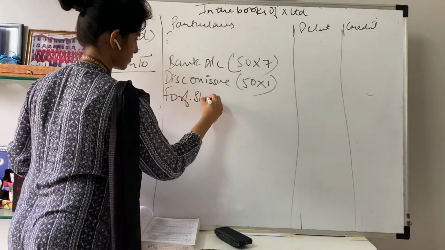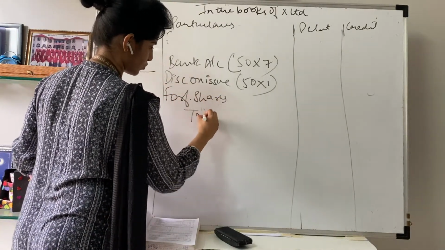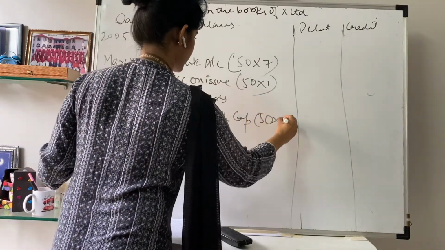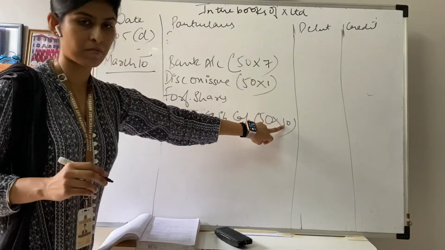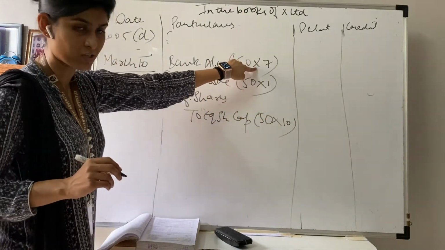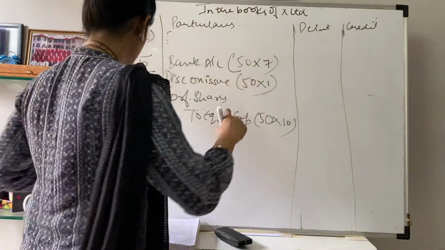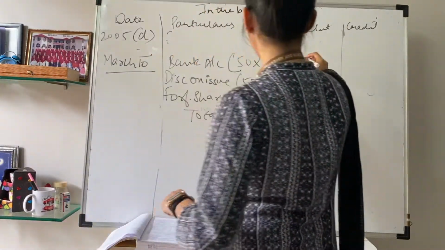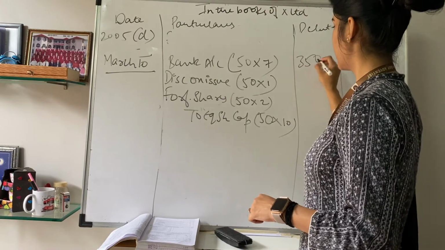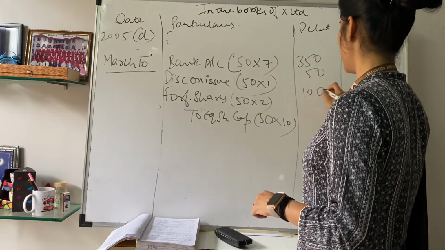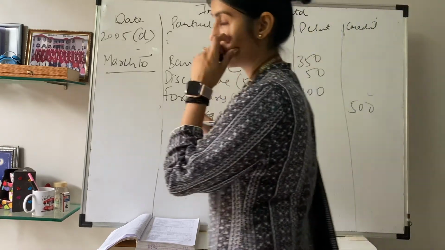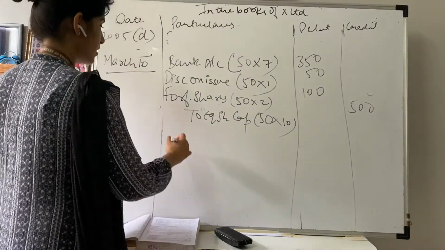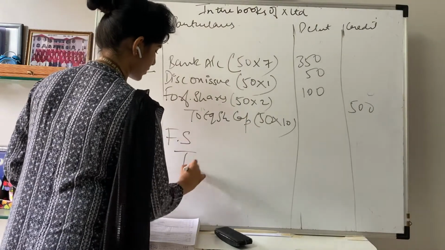Forfeited shares, we'll keep it blank right now. To equity share capital, which is 50 into 10. So 10 is the total amount, 7 we have taken as reissue amount, 1 is discount, the left out amount is your 2. 50 into 2. 7, 350, 50, 100, the final amount is 500. For your forfeiture, coming to your capital reserve, again forfeited shares to capital reserve.